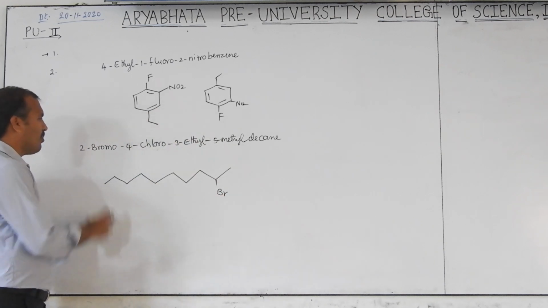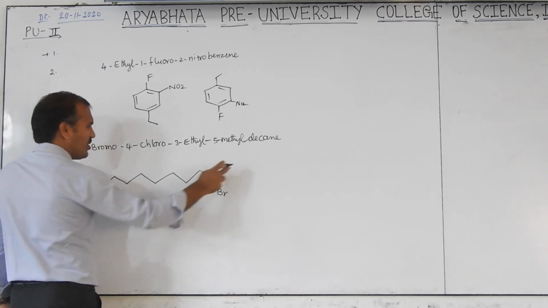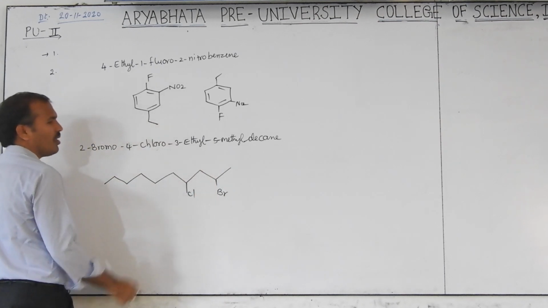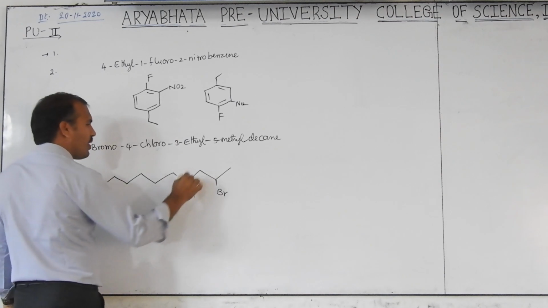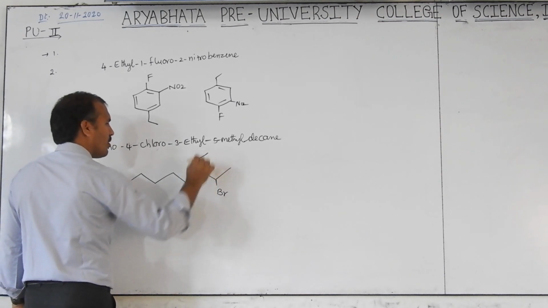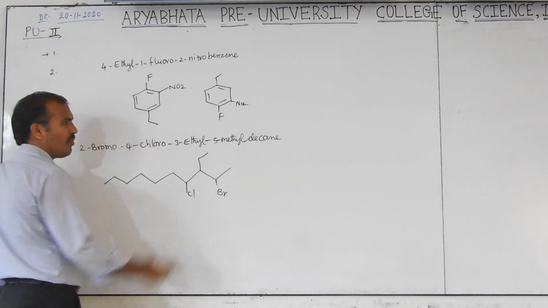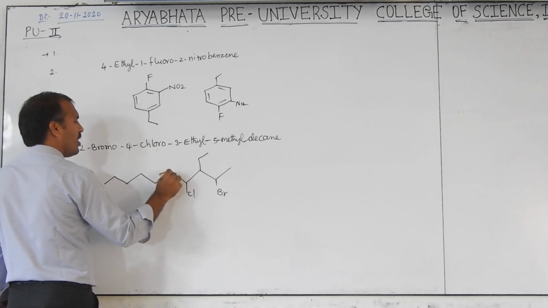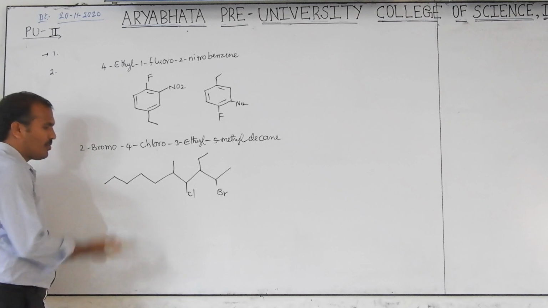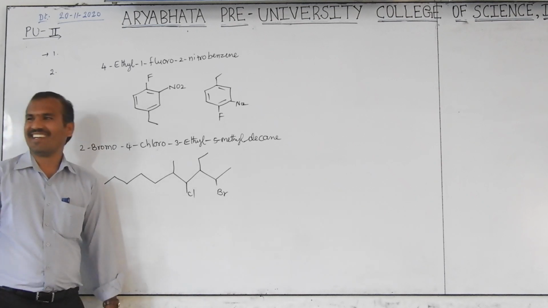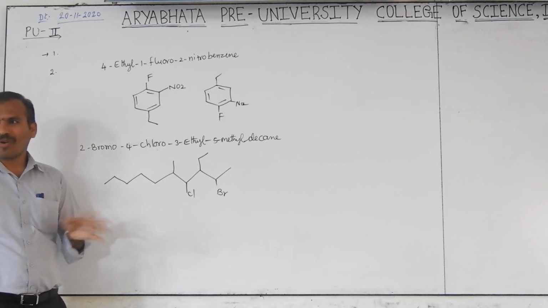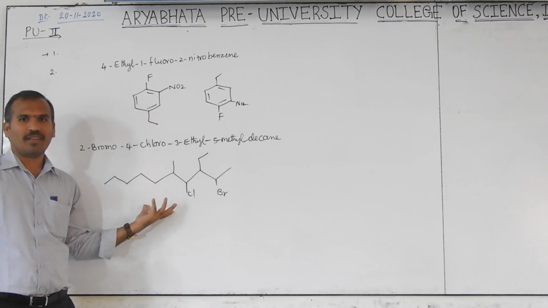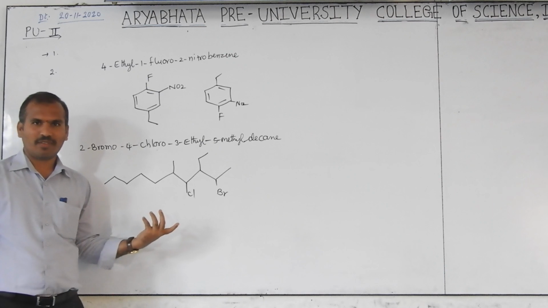And then the fourth position, what is there? There's 1, 2, 3, 4. Fourth position, chloro. Third position, what is there? Ethyl. Fifth position, what is there? This is the fourth, this is methyl. So I am not giving more examples. One basic example, and one with a double bond, I will give.